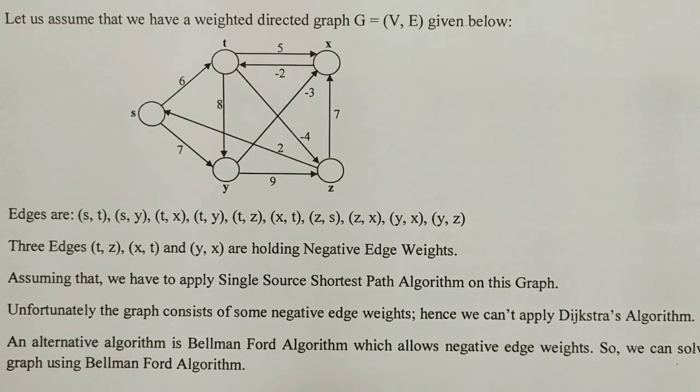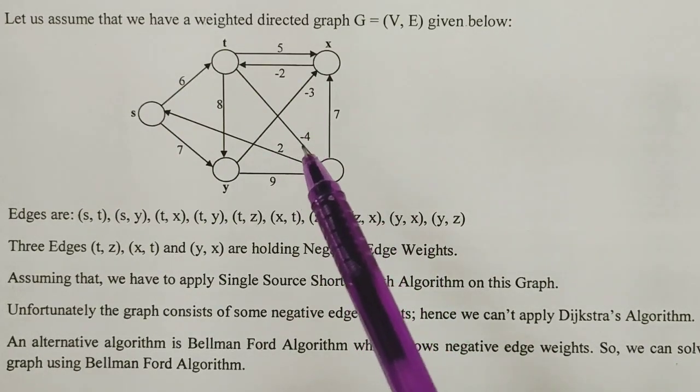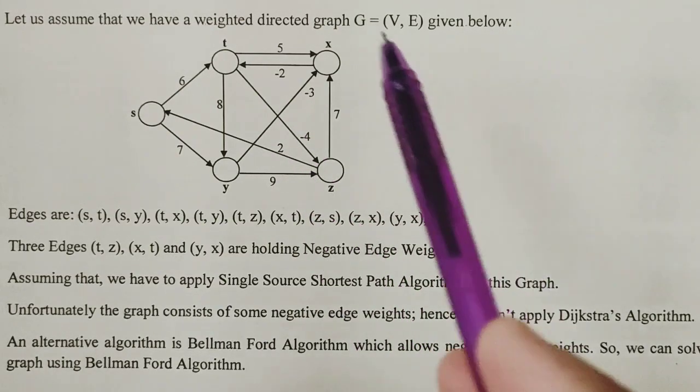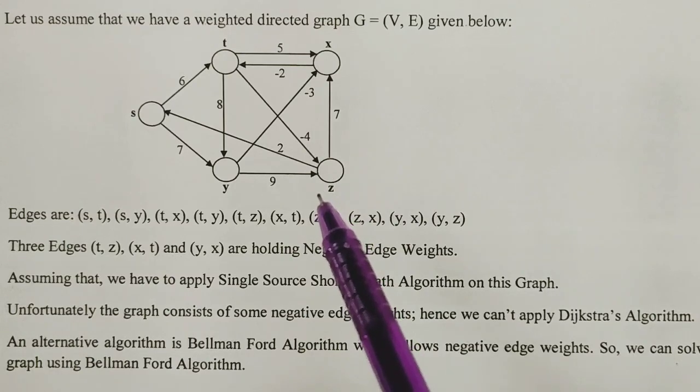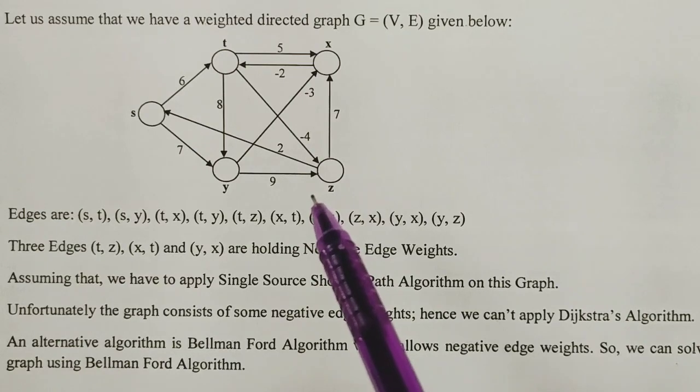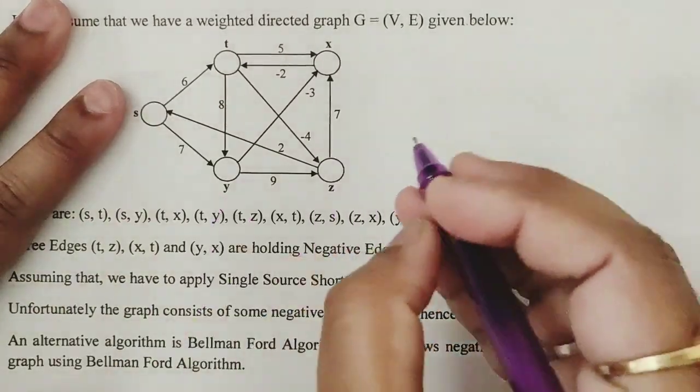So what is the alternative? Another algorithm is there, which is called the alternative here. This is the Bellman Ford algorithm, which allows negative edge weights, -2, -3, -4. So we can solve this graph using the Bellman Ford algorithm, which is also a single source shortest path algorithm, which allows negative edge weights.